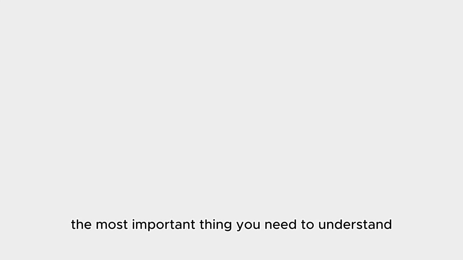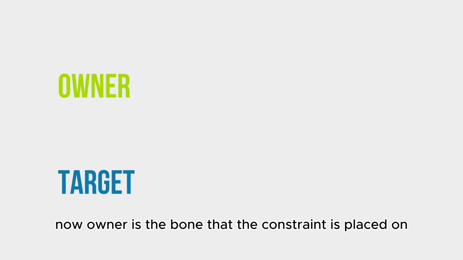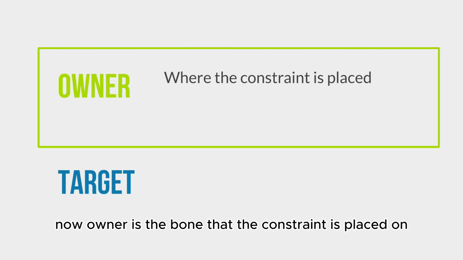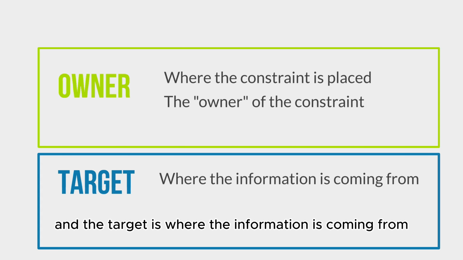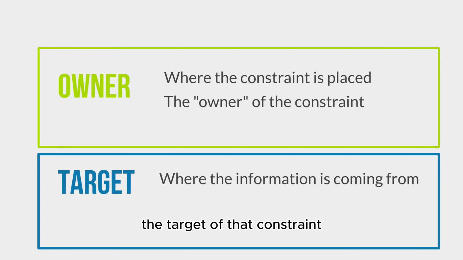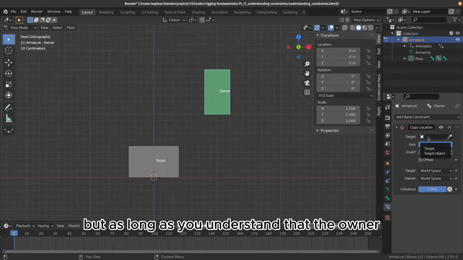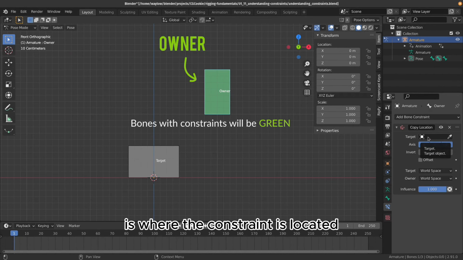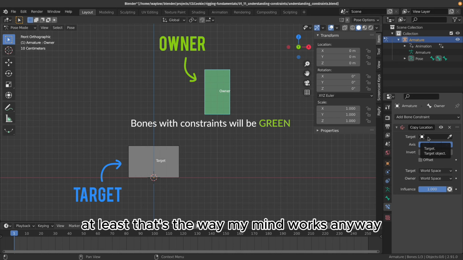Probably the most important thing you need to understand is the terms owner and target. Now, owner is the bone that the constraint is placed on. That is the owner of the constraint. And the target is where the information is coming from, the target of that constraint. They can get a little bit confusing, but as long as you understand that the owner is where the constraint is located, then you can figure it out from that. At least that's the way my mind works anyway.